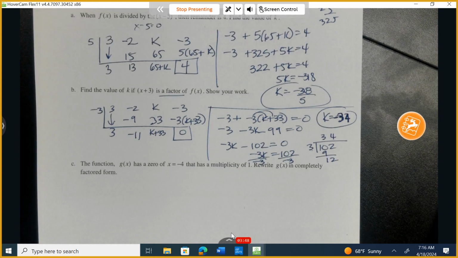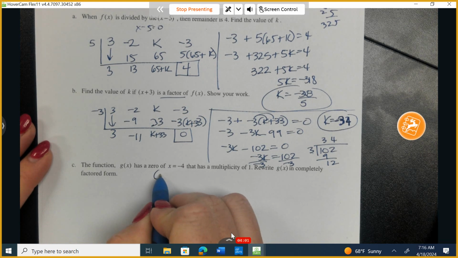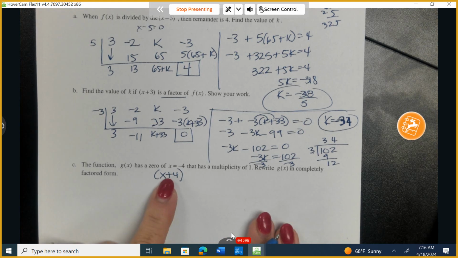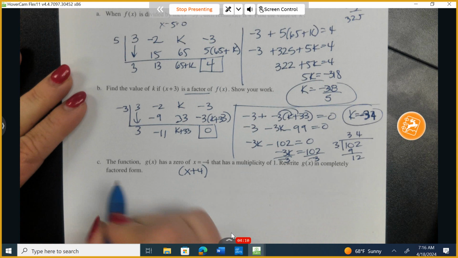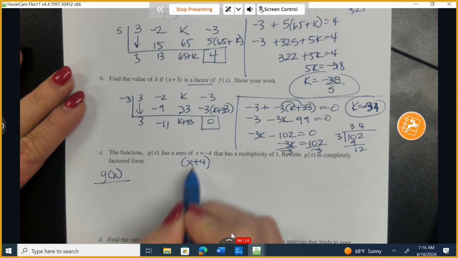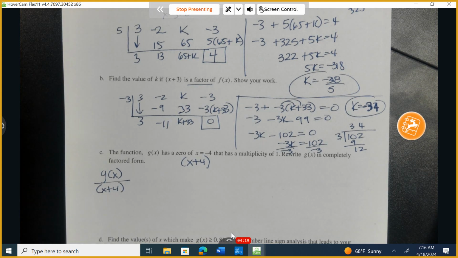The function g of x has a 0 at -4, and it has a multiplicity of 1. Rewrite g of x in completely factored form. So if this is a 0, we can write the factored form x plus 4. Completely factored form: this is a factor of g of x. So I want to take the polynomial function g of x and divide it by x plus 4. I'm going to choose to use synthetic division.